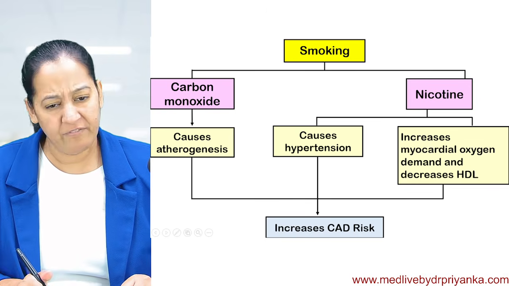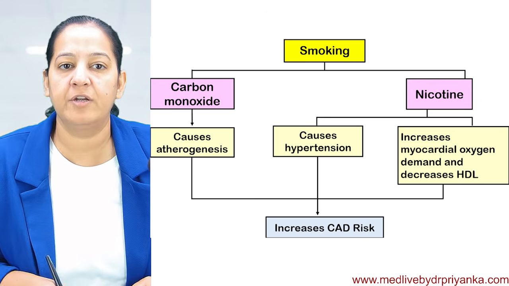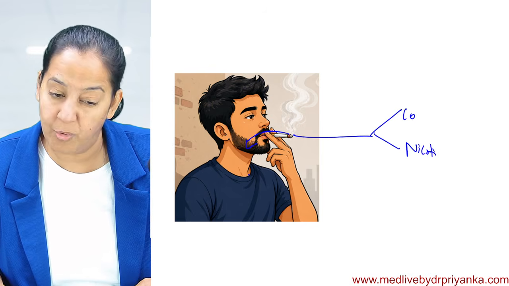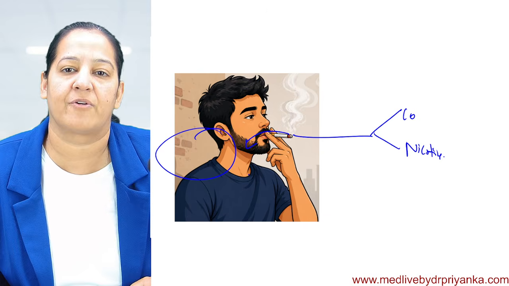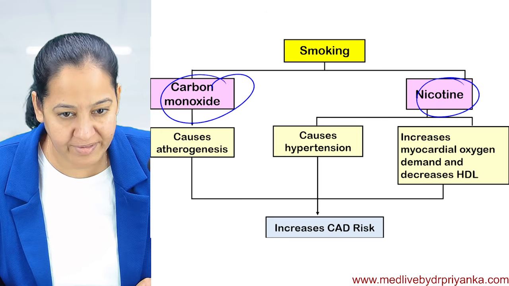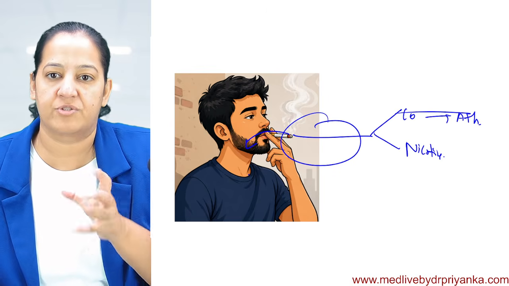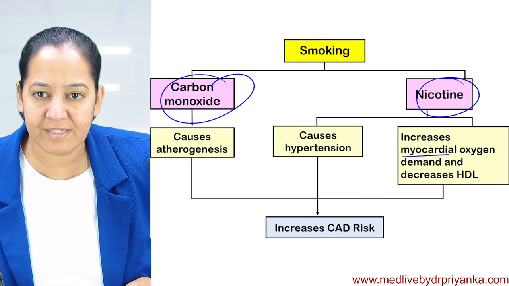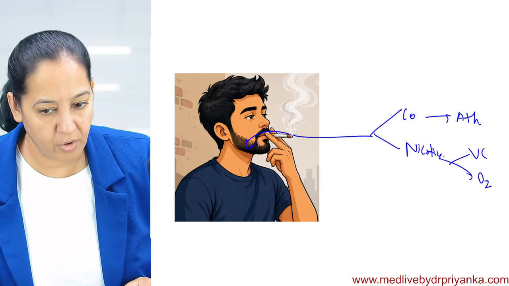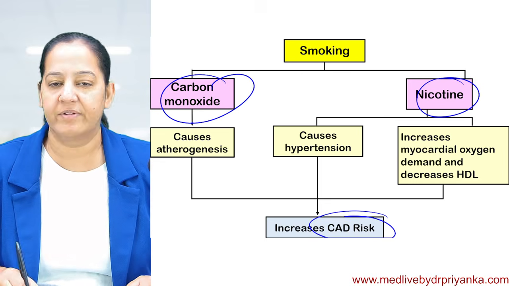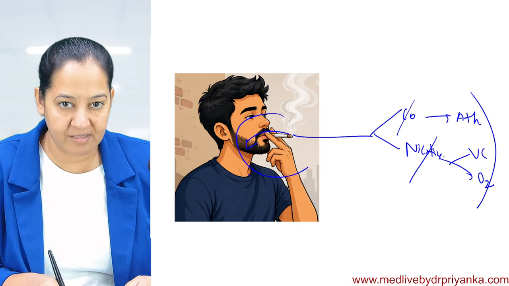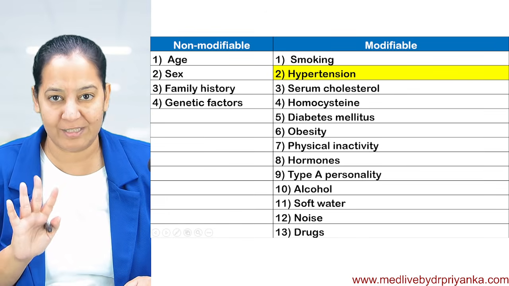So that is smoking. Okay, why does smoking increase the risk of CAD? Smoke contains 2 things, carbon monoxide and nicotine. Both are bad. Carbon monoxide causes atherosclerosis in the coronary, narrowing the lumen of the coronary. And nicotine causes vasoconstriction of the coronary, again narrowing the lumen. Nicotine also increases myocardial oxygen demand. Because of all this, it increases the CAD risk. You should know what carbon monoxide is doing and what nicotine is doing, and how both of them, present in the smoke, increase the risk of CAD. You should be able to explain this pathogenesis.